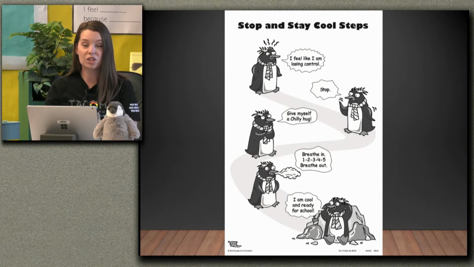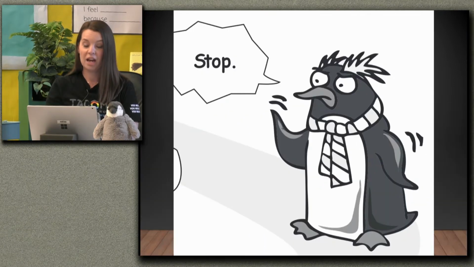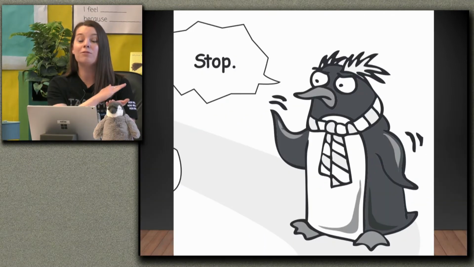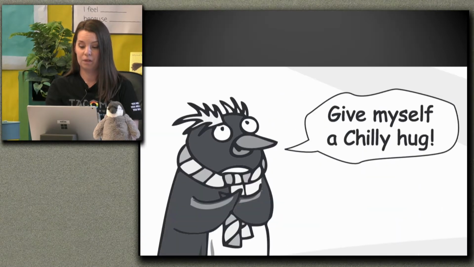And you'll remember the stop and stay cool steps are to first say, I feel like I'm losing control. Practice saying that with me. I feel like I'm losing control. And then you stop. Before I yelled, I should have said, I feel like I'm losing control, and I should have stopped. I should have given myself a chili hug. Let's practice that now.